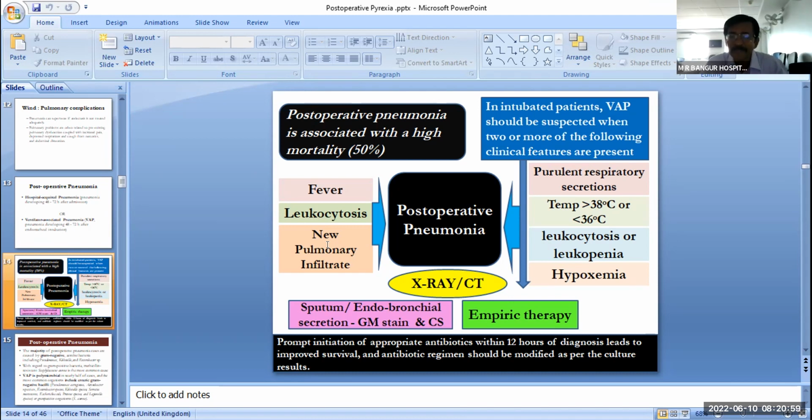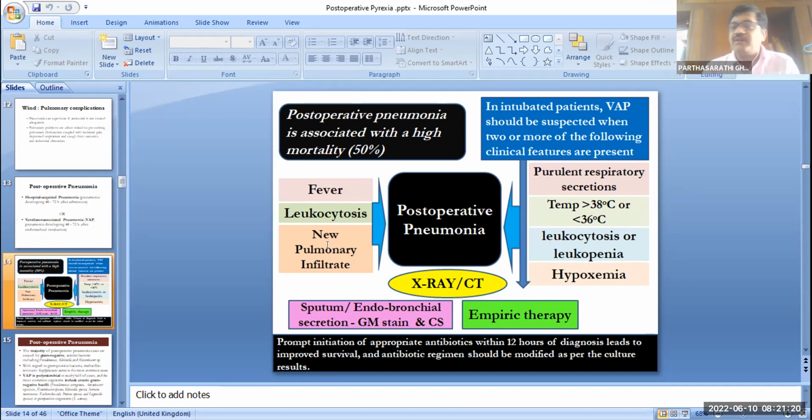You will upgrade empirically or you wait for something? Sir, the sputum culture report will take at least some time to come, depending upon the lab scenario. Until then, I should start the upgradation of the antibiotic, empiric antibiotics.